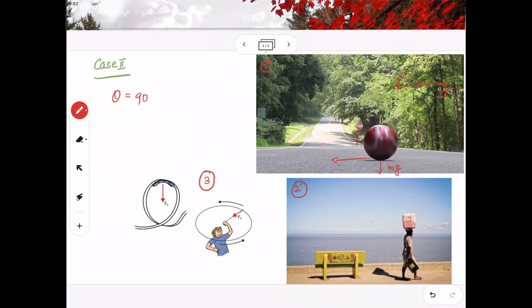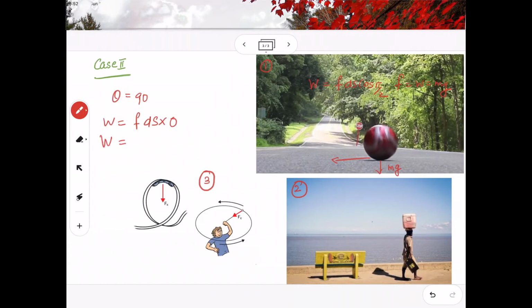So here also we have the work done, W is equal to F ds cos 90. I can write it as W is equal to F ds into 0, because cos 90 is equal to 0.